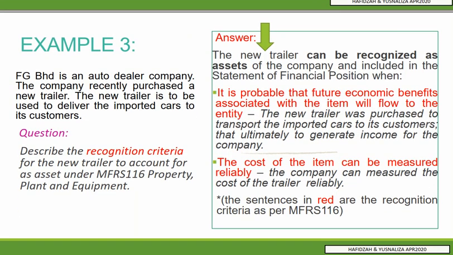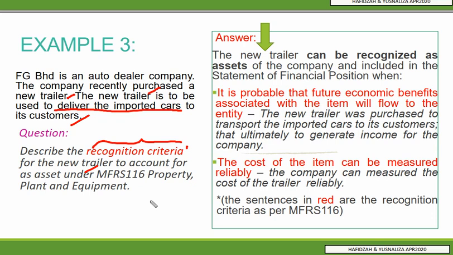Example 3. Let us look at example 3. FG Bahad is an auto dealer company. The company recently purchased a new trailer. The new trailer is to be used to deliver imported cars to its customers. Question: describe the recognition criteria for the new trailer to account for an asset under MFRS 116 property, plant and equipment. So the question asks you whether this particular item can be accounted for as an asset.